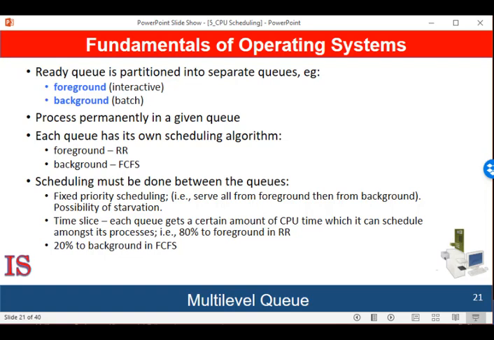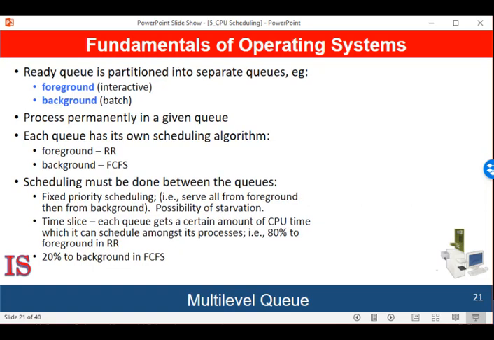Separate queues might be used for foreground and background processes, and each queue might have its own scheduling algorithm. The foreground queue might be scheduled by a round-robin algorithm, while the background queue may be scheduled by a first-come, first-serve algorithm. In addition, there must be scheduling among the queues, which is commonly implemented as fixed priority preemptive scheduling. For example, the real-time queue may have absolute priority over the interactive queue.